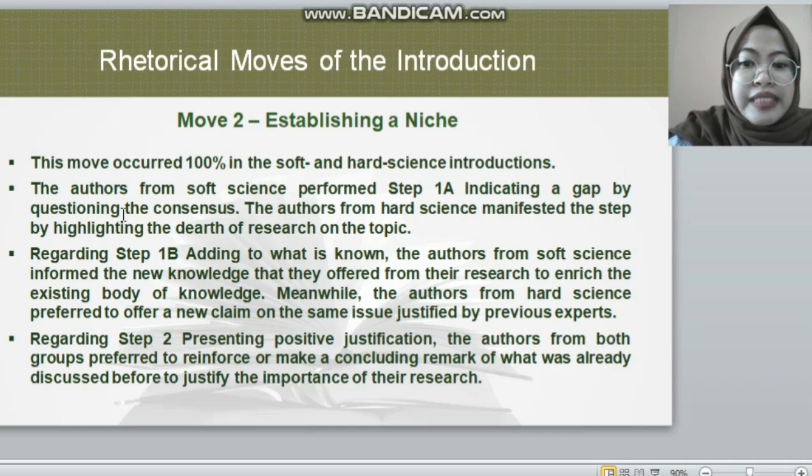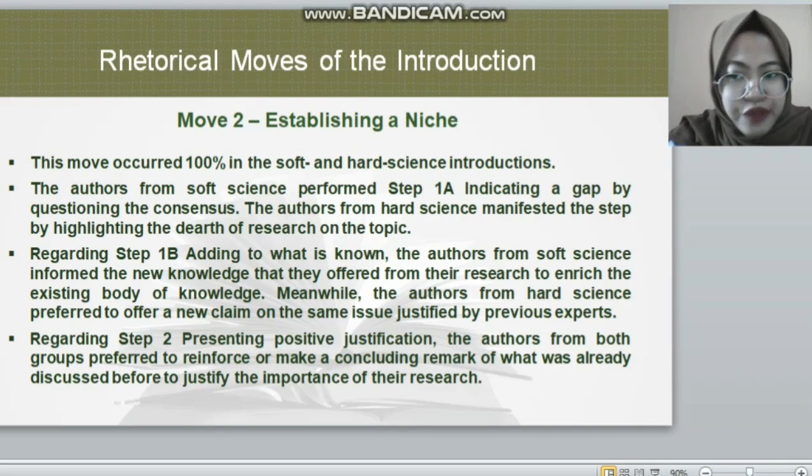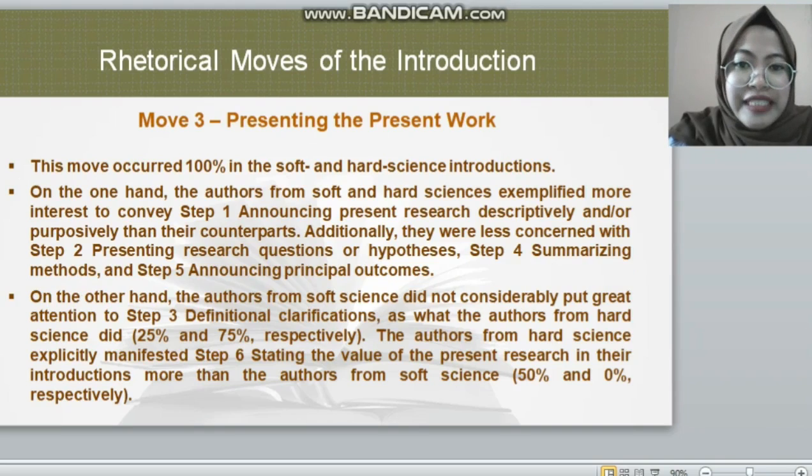And then regarding step 2 in move 2, presenting positive justification, the authors from both groups prefer to reinforce or make a concluding remark of what was already discussed before to justify the importance of the research. So it's the same, both the soft and hard science in presenting step 2 of move 2. Next, move 3, or presenting the present work, also occurred 100% in the soft and hard science introductions. So three of the moves here, move 1, move 2, and move 3, occurred 100%, in both soft and hard science introductions.